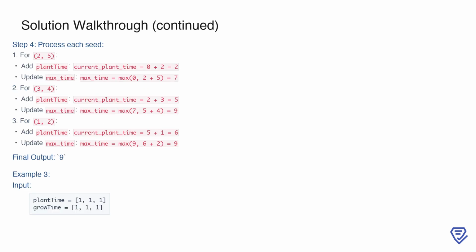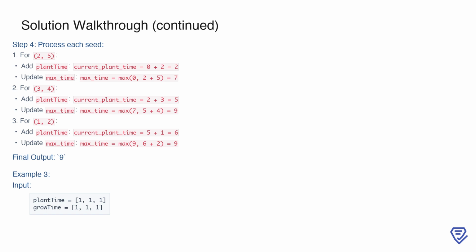Starting with the first seed, (2, 5), we add the planting time to get current_plant_time of 2. The bloom time for this seed is 7, so max_time is updated to 7. For the second seed, (3, 4), the cumulative planting time increases to 5, and the bloom time updates max_time to 9.